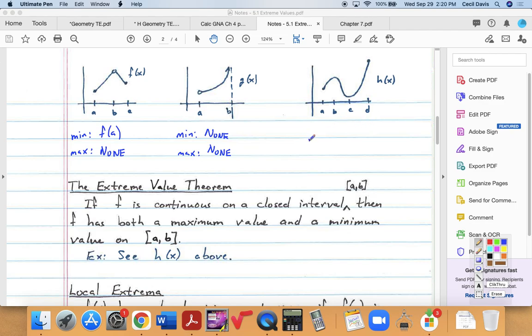All right, what about this one? Does it have a minimum? Yes. What's the minimum? f of c, not c, but f of c. And what is the maximum? f of d. It's not a, it's b.